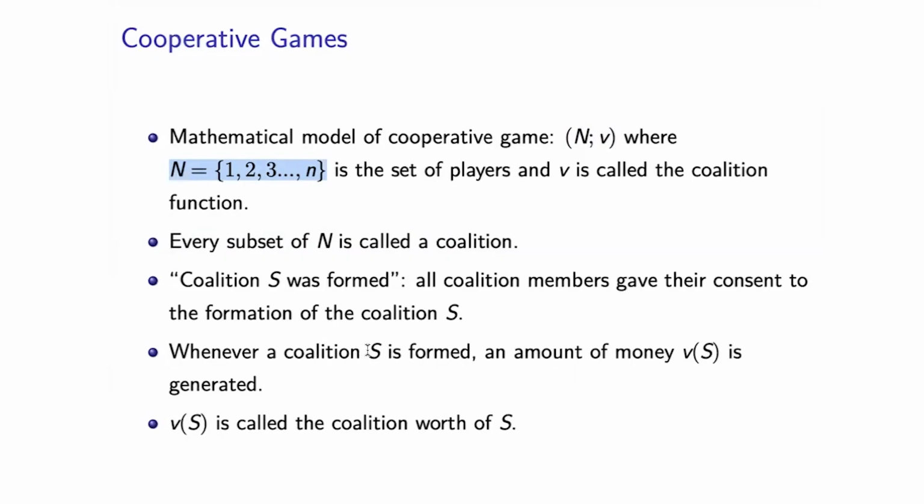So if a coalition S is formed, then an amount of money VS is going to be generated. And this VS is then called the coalition worth of S, right? So this is how the V component that we had discussed in the description of the game emerges. These are the two components that are going to come up whenever we describe such a game that we are considering.